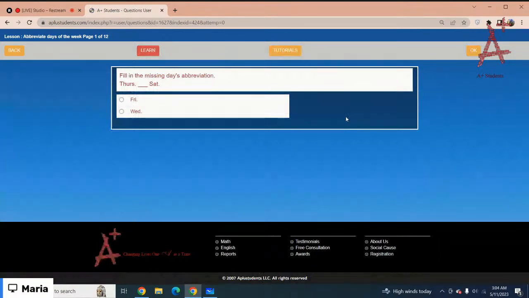Fill in the missing day's abbreviation. Thursday, blank, Saturday. So which is the day between Thursday and Saturday? Which is the day after Thursday? Yes, right after Thursday and before Saturday, it would be Friday. The correct option is FRI.